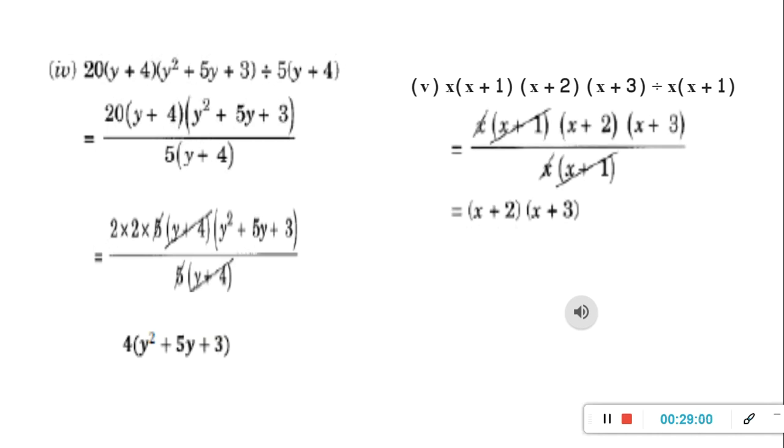Now the fifth one: x into x plus 1 into x plus 2 into x plus 3, divided by x into x plus 1. In the denominator we have x into x plus 1, and in the numerator also we have x into x plus 1. That will cancel. Remaining is our answer, x plus 2 into x plus 3.